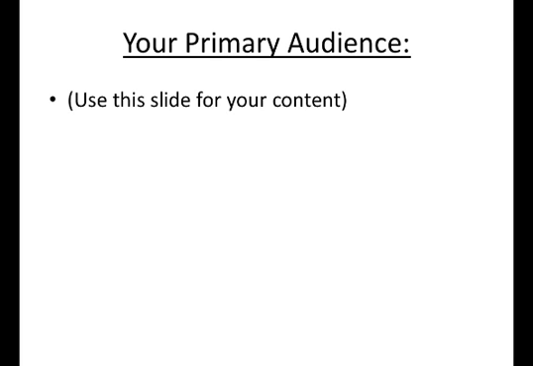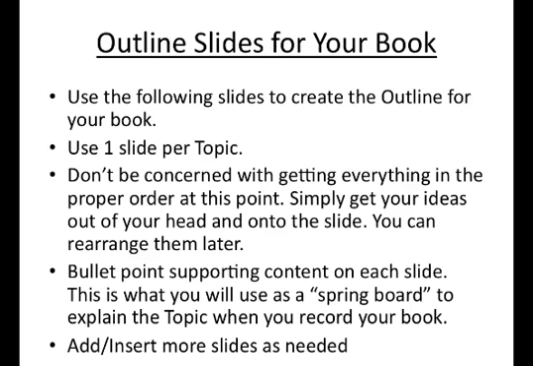So use this slide, your primary audience, to just jot down who is your primary audience. Speak to them. Do they have a name? Talk to one person at a time, and know that your book is just going to be distributed to many people. So outline slides for your book. Use the following slides to create the outline. Use one slide per topic, and don't be concerned with getting everything in the proper order at this point. That's the beauty of this PowerPoint, is we can move slides around and work on the flow together.